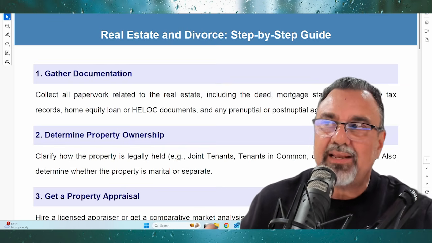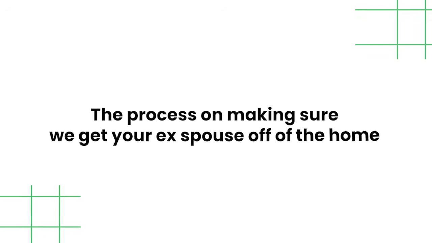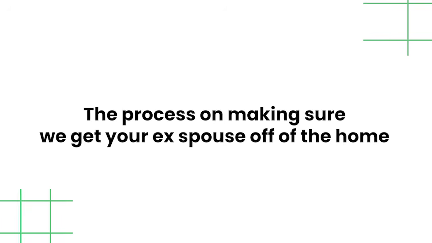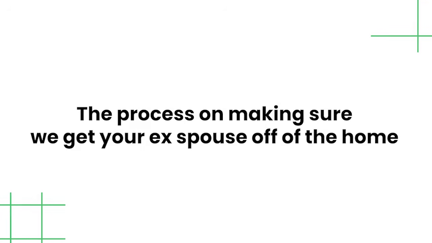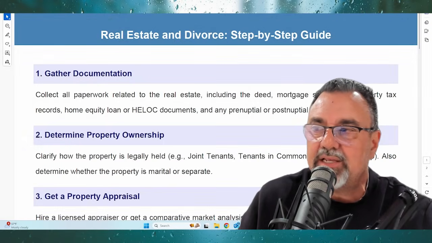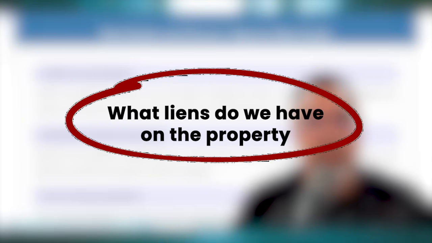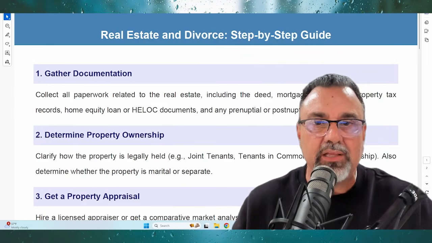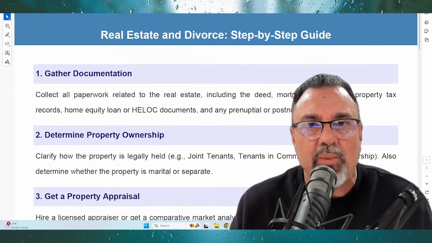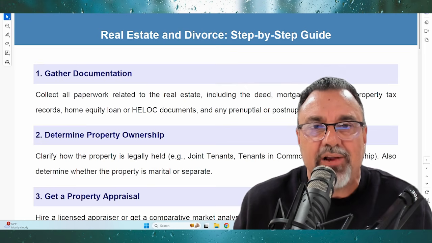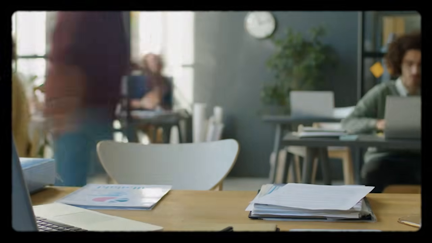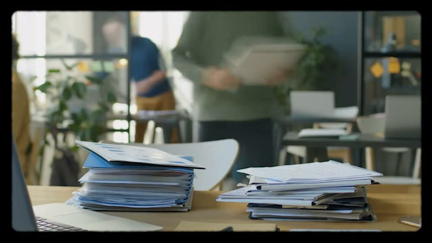So what we're going to talk about today is the process of making sure we get your ex-spouse off of the home. So let's go through it. The first thing we want to figure out is what liens we have on the property. A lot of people don't realize or forget that you might have a home equity loan or even a second mortgage tied to your house. So we need to make sure that we gather all that information. The reason being is we have to contact those lenders. That's one part of this puzzle.